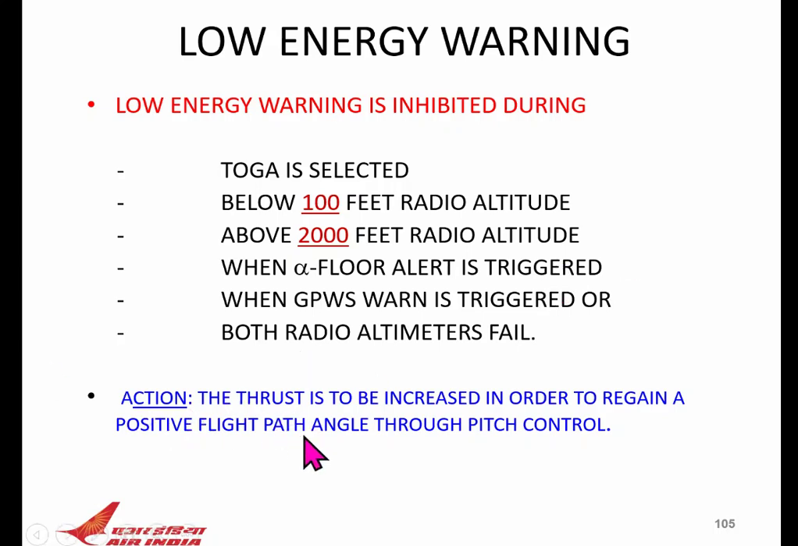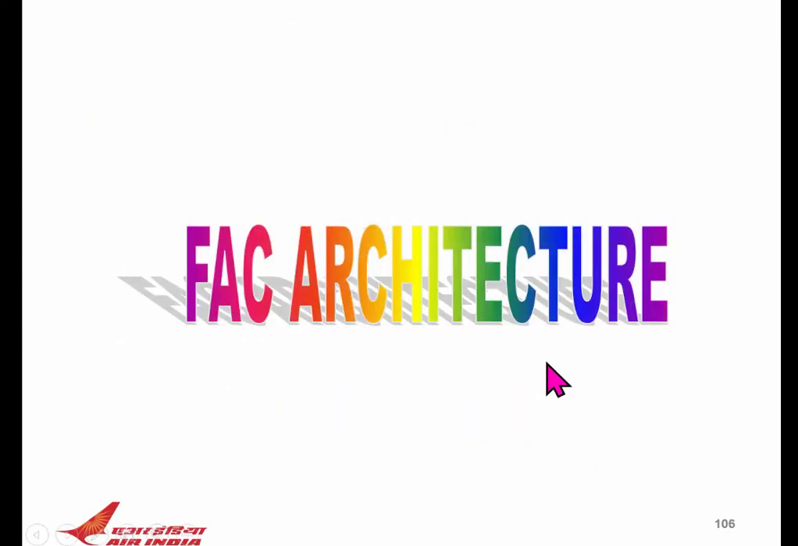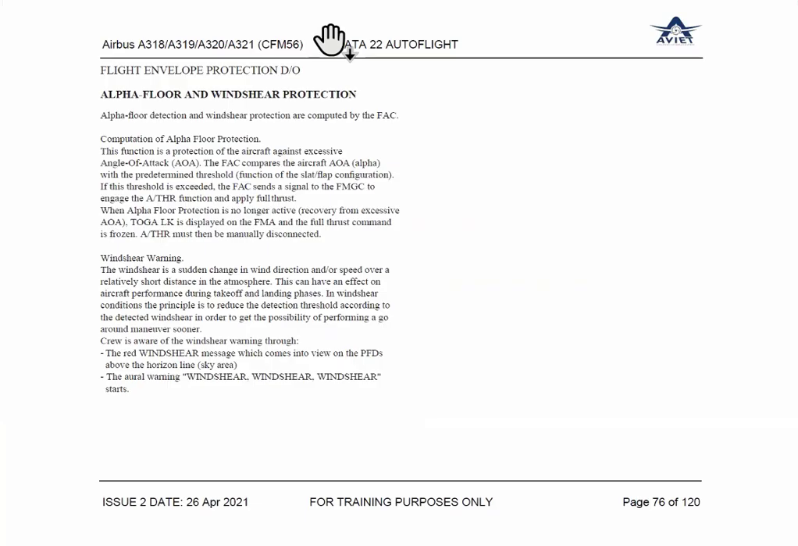What action will the pilot take? The auto thrust, the thrust is to be increased in order to regain a positive flight path angle through the pitch control. Clear, guys? That signal, yes, it originates from the FAC. Okay. Yeah, because the FAC has this function. So they will generate all these warnings. Okay. Right, sir?